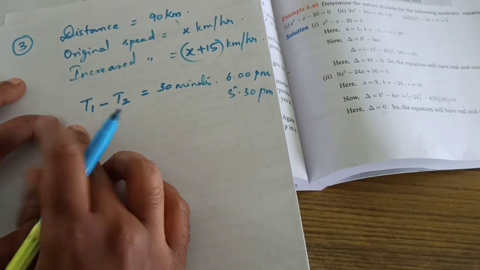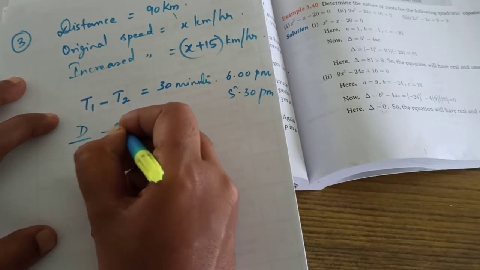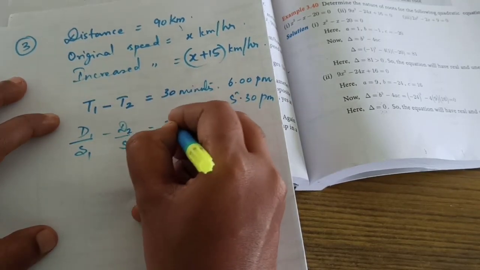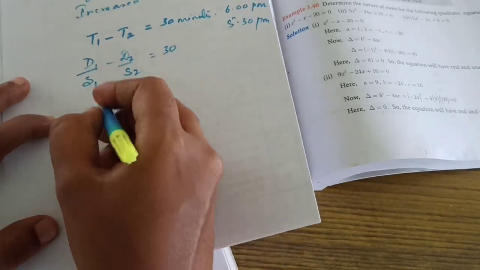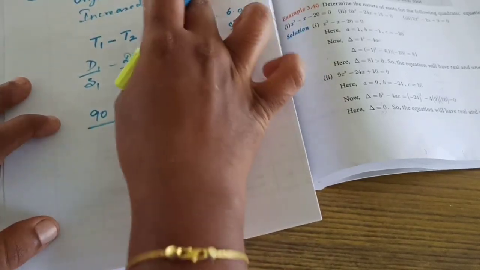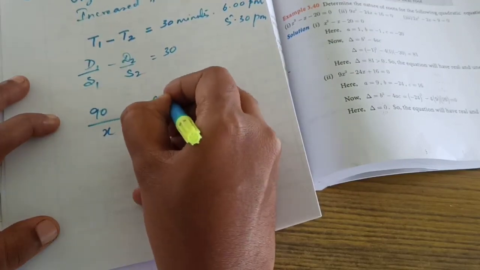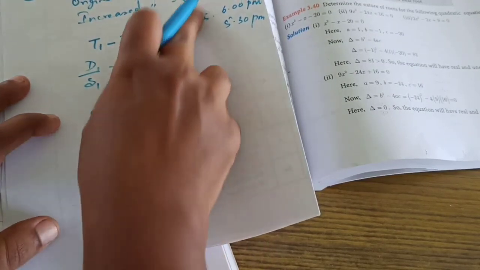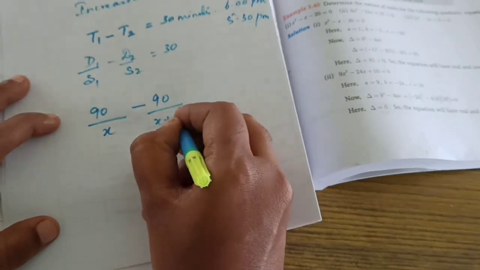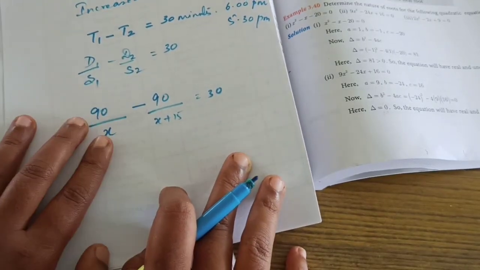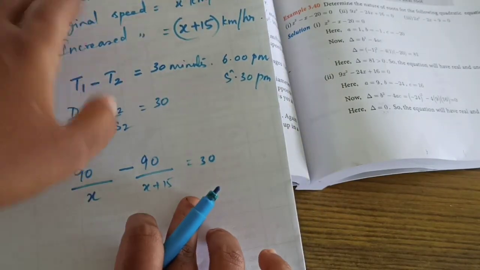So time means distance by speed. Here also distance by speed. This is distance 1 and this is distance 2, and the difference is 30 minutes. Now the distance is the same only. So 90 by speed, this is the original speed x, minus distance 2, again 90 by speed with the increased speed x plus 15, equal to 30 minutes. This is the statement. After this we need to calculate the value of x. This is the outline of this question.